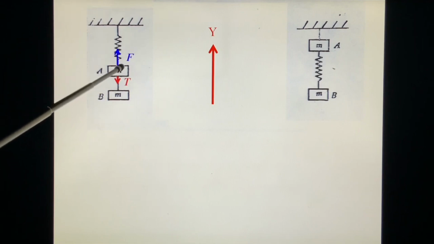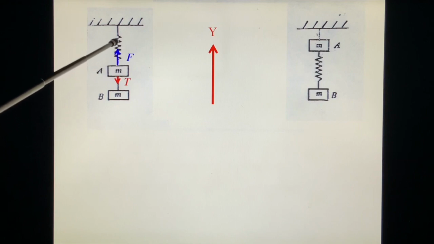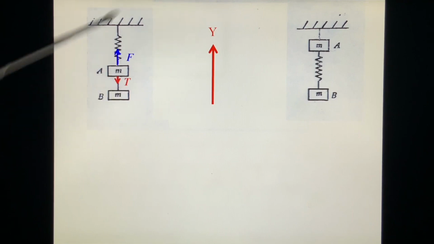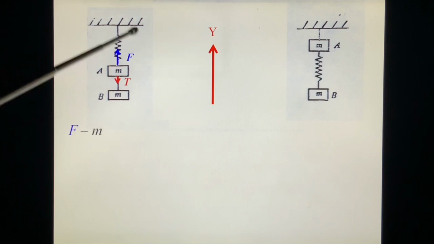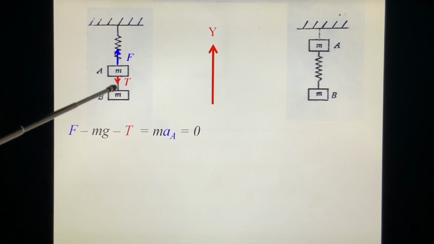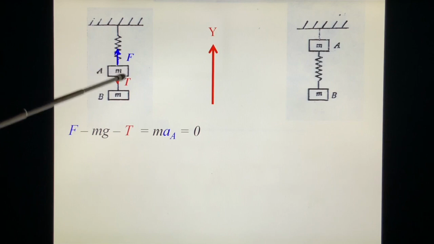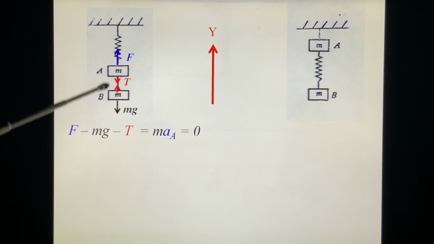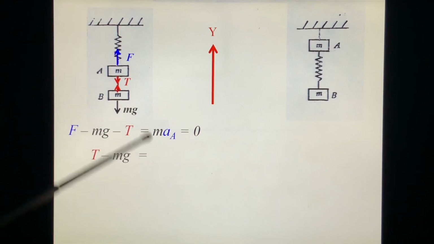For block A, it was F from the spring acting on it upward, T from the rope downward, and gravitational force mg. So we write this equation: F minus mg minus T equal to m·aA, equal to 0 at rest. For block B, it was the same T from the cord in the opposite direction and mg, so we have T minus mg equal to m·aB, that equals 0.